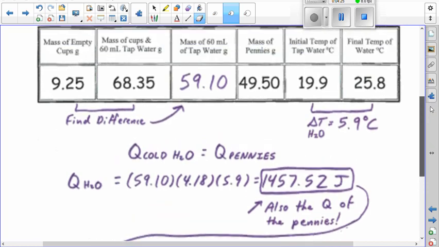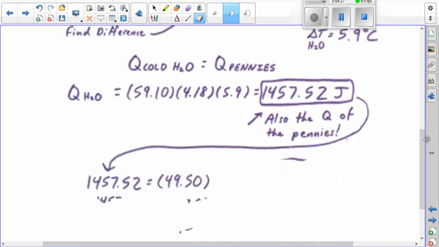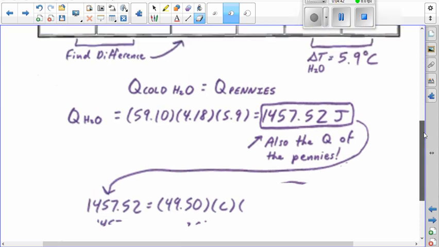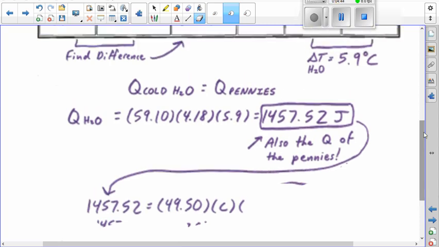We used the 49.50 of the pennies, because we were talking about the Q of the pennies, so we need to use the M of the pennies, and the C of the pennies, which is what we don't know, so I'll leave that as a C, and the delta T of the pennies. So we can't use this delta T of the water, the 5.9, like we did before. We need to calculate the change in temperature of the pennies.